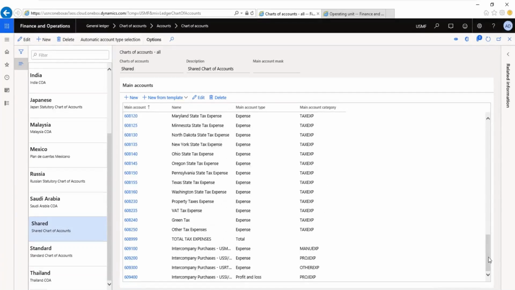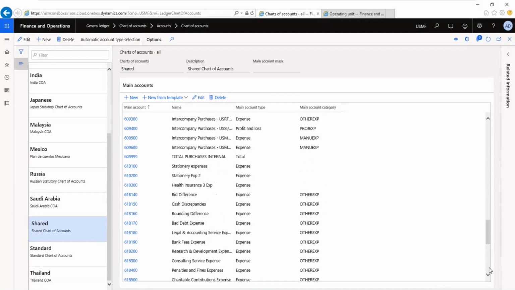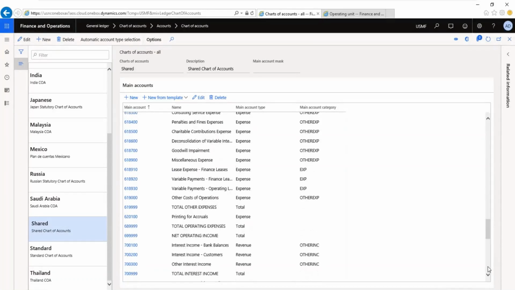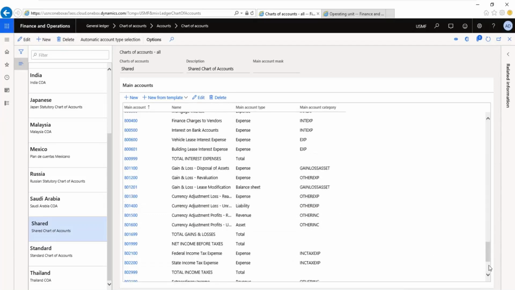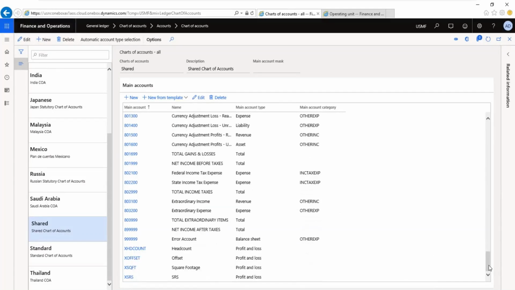Okay, next. 7 series is very, very few. Look at this one. Only 3 or 4. 8 series is a mix of all. It may be expenses, it may be income, it may be balance sheet, it may be liability, so many things. It's a mix of all in 8 series.